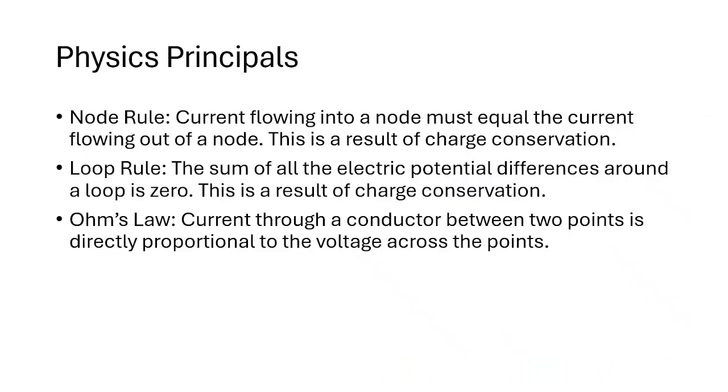Some physics principles we saw throughout the lab were the node rule: current flowing into a node must equal the current flowing out of the node. This is a result of charge conservation. The loop rule: the sum of all electric potential differences around a loop is zero. This is also a result of charge conservation. And then Ohm's law: the current through a conductor between 2 points is directly proportional to the voltage across the points.